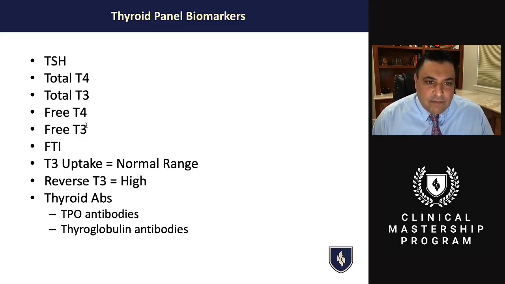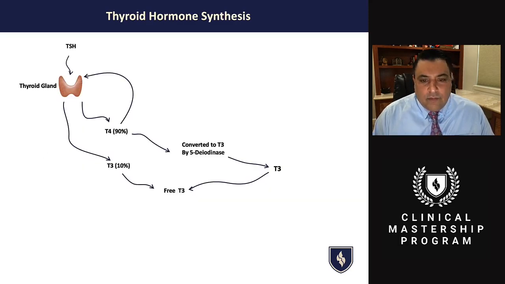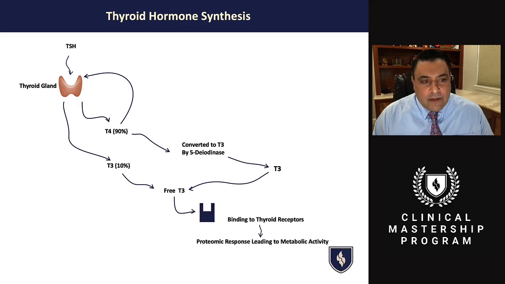Now, these free T4 and T3 levels are where the hormone can actually bind to the receptor, right? So once a hormone becomes free, it can bind to a thyroid receptor, and as it binds to a thyroid receptor, you get a proteomic response, a protein transcriptional response, and then proteins are developed that impact the metabolic rate. So this is the basic mechanism of normal thyroid function.